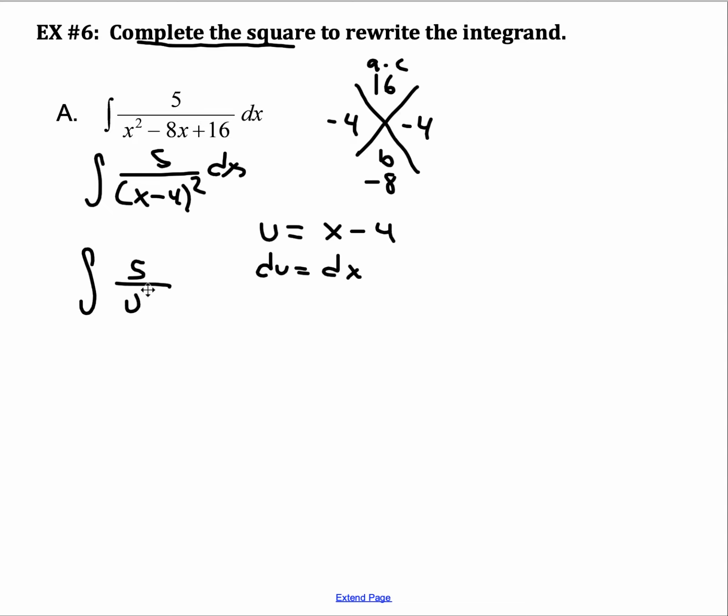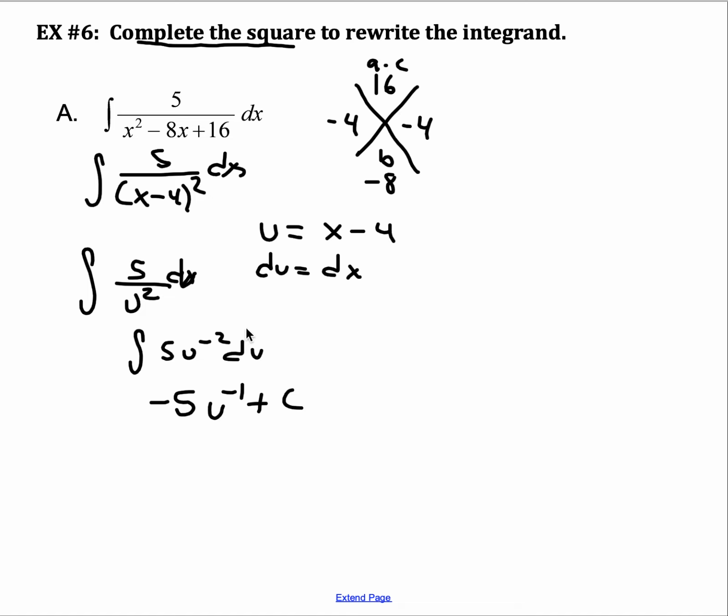And I'm left with u squared dx. Bring that to the numerator. And I'm going to go ahead and make sure that you remember du is equal to dx. And now I could integrate. And this should give me negative 5 u to the negative 1 plus c.